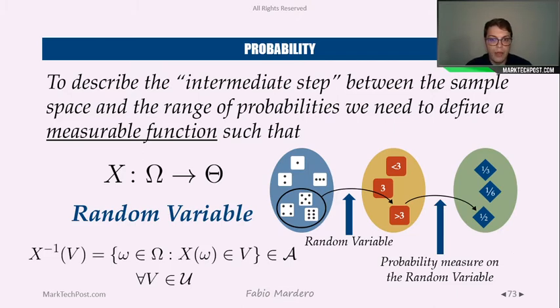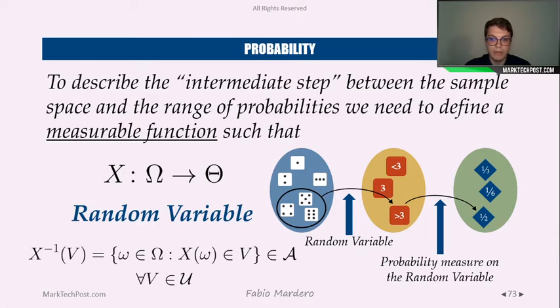So far we have described the omega, which is our sample space, and the range of probabilities. But we are missing what is in the middle, the intermediate step between the sample space and the range of probabilities. Now let's close this gap and define a particular measurable function, which we will call a random variable. And this random variable goes from one element of the sample space to this particular orange space.